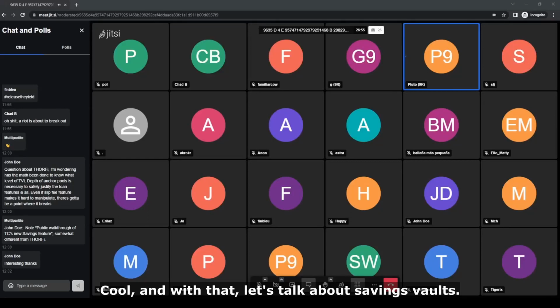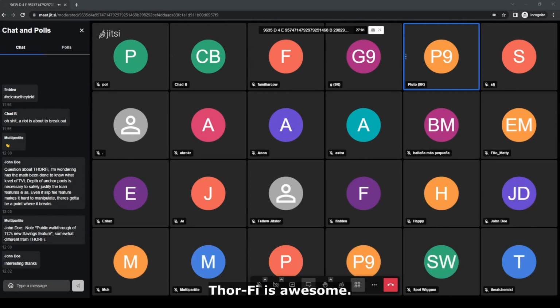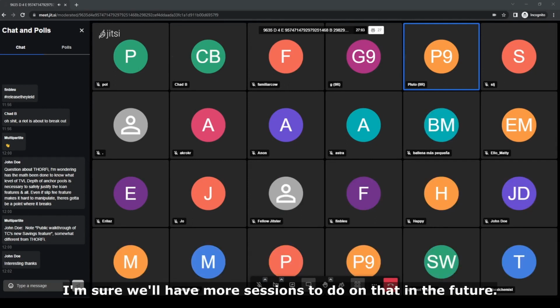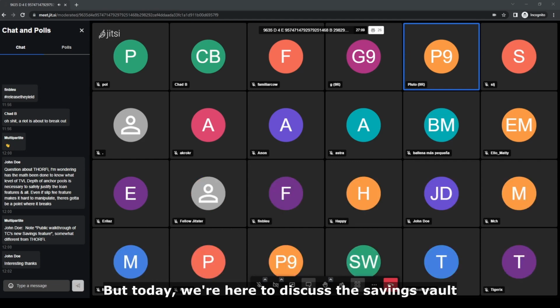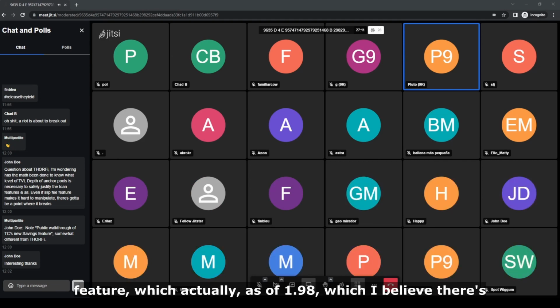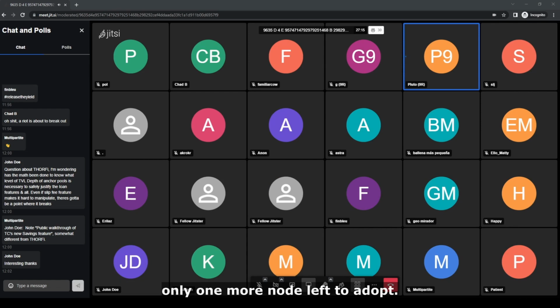Cool. And with that, let's talk about savings vaults. THORFi is fun. THORFi is awesome. I'm sure we'll have more sessions to do on that in the future. But today we're here to discuss the savings vault feature, which, as of 1.98, I believe there's only one more node left to adopt.